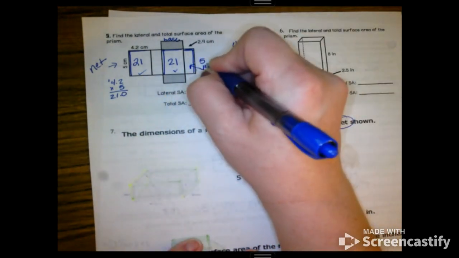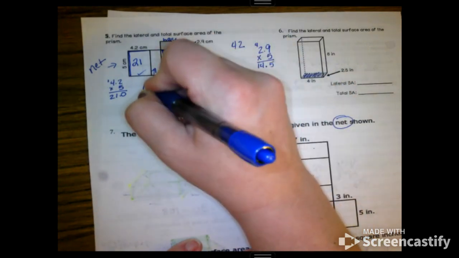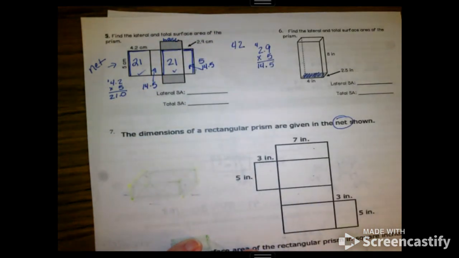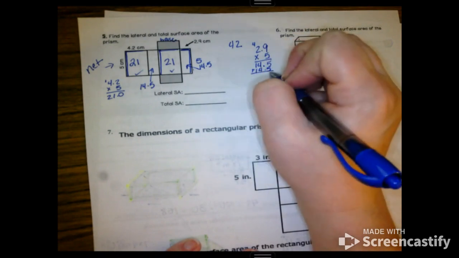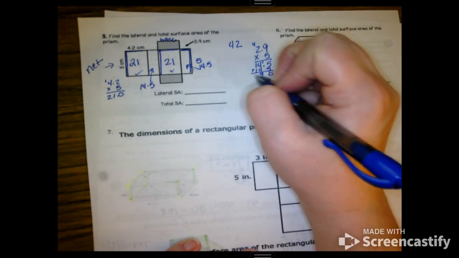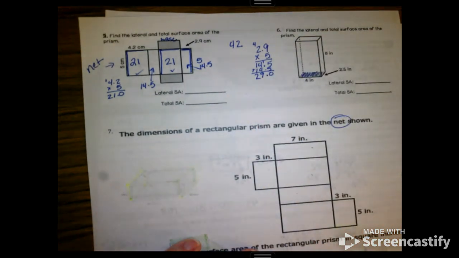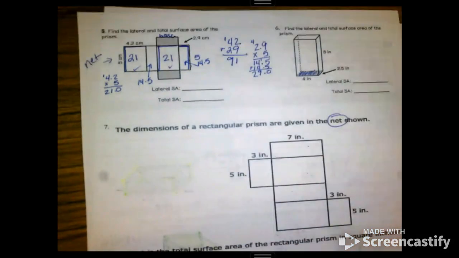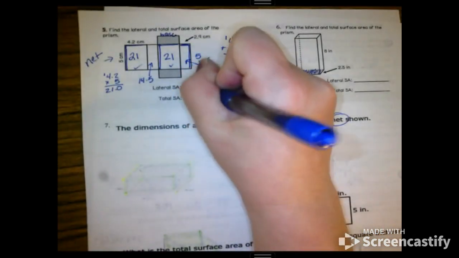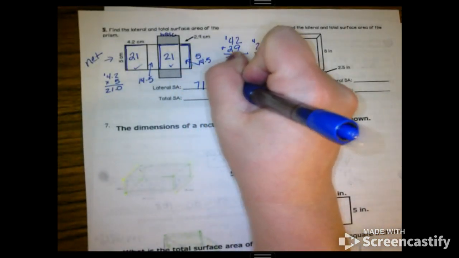So this one's 14.5 and this one's 14.5. So if I add those together, what would I get? 29. So then I add to 29, because now those are all my sides. All my sides is lateral. So 42 plus 29 is 71 centimeters squared.